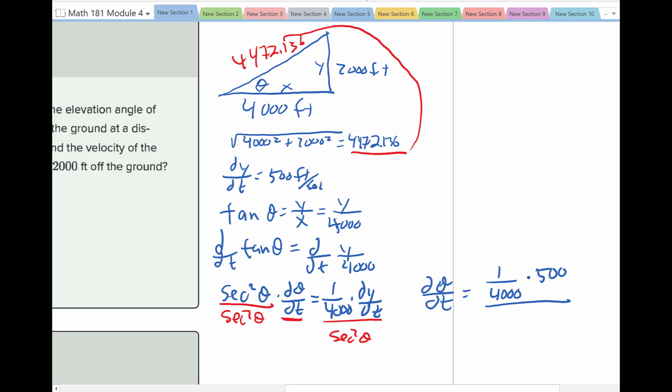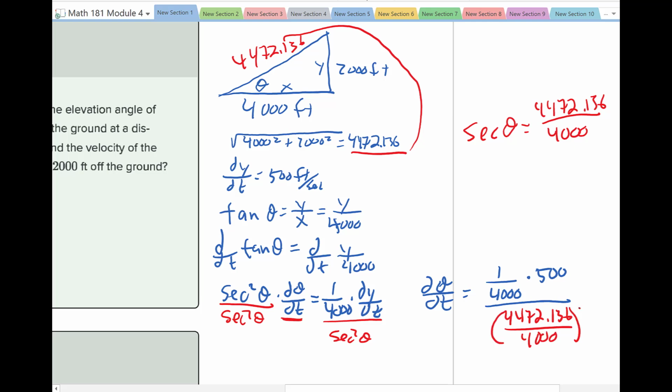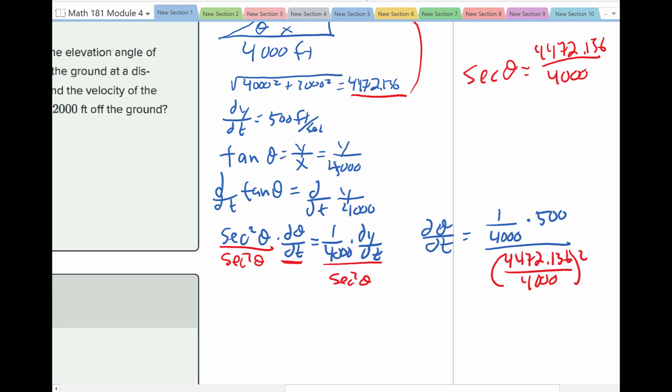4472.136. Because we're going to divide by whatever secant is, and just recall that secant of theta is going to be hypotenuse, which is 4472.136, over adjacent, which is 4,000. So I'm going to divide by 4472.136 over 4,000, and this quantity is squared because it's the secant squared, which is the derivative of tangent.